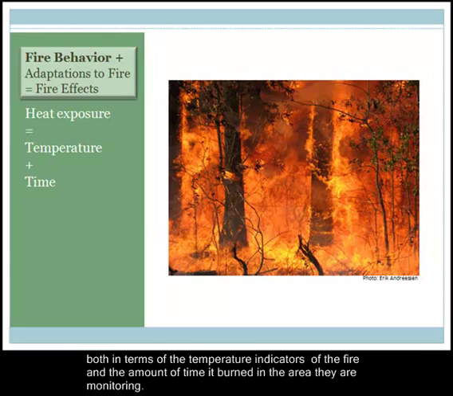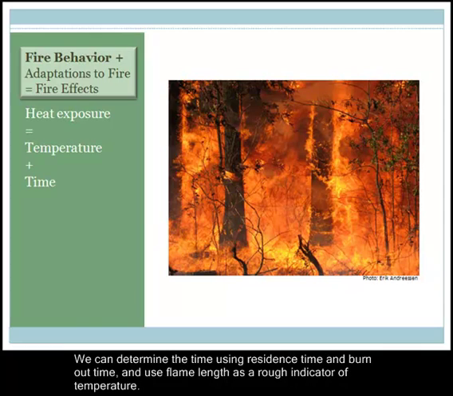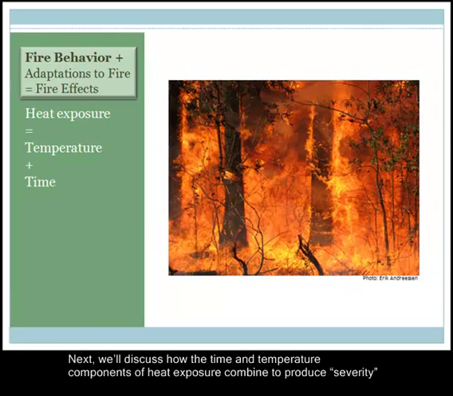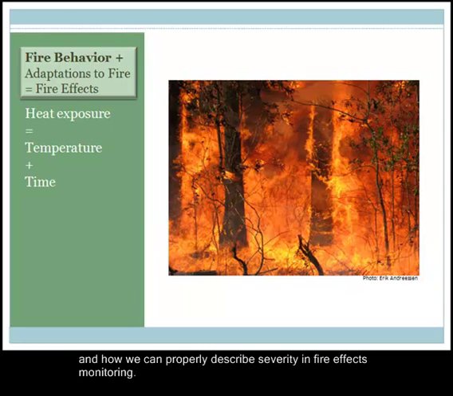So, in order to understand and document fire effects, monitors and field observers need to be able to describe heat exposure both in terms of the temperature indicators of the fire and the amount of time it burned in the area they were monitoring. We can determine the time using residence time and burnout time, and use flame length as a rough indicator of temperature. Next, we'll discuss how the time and temperature components of heat exposure combine to produce severity, and how we can properly describe severity in fire effects monitoring.